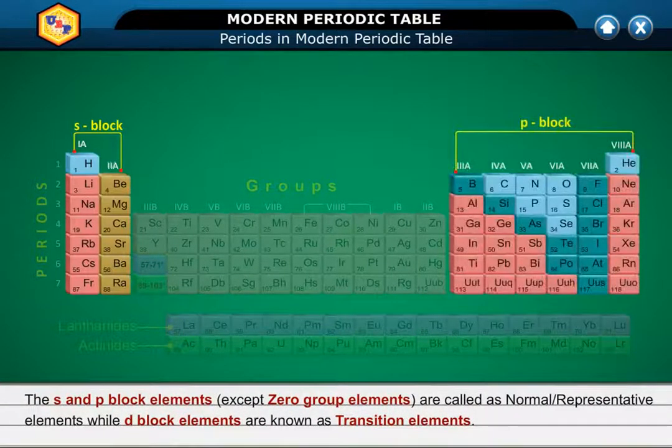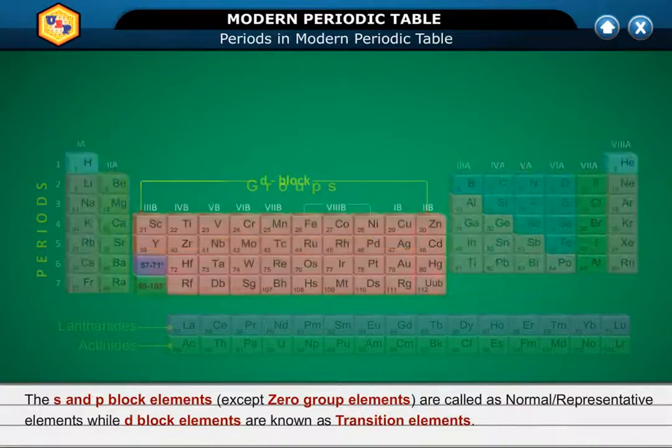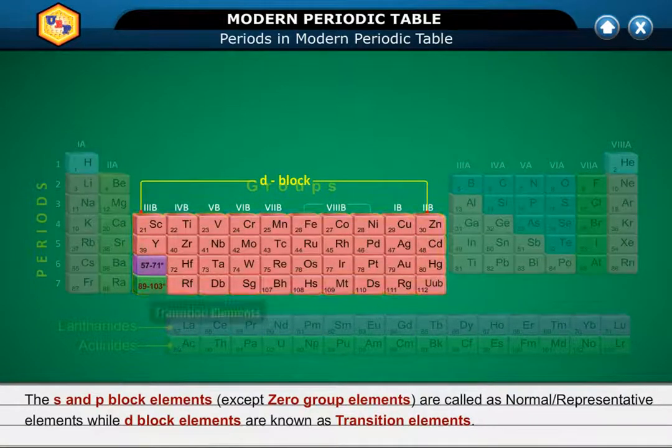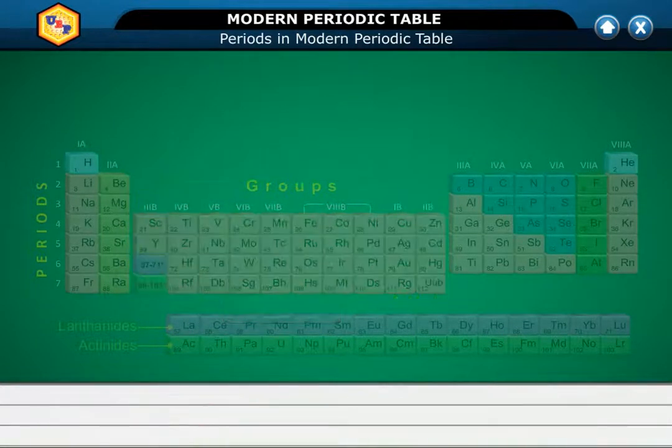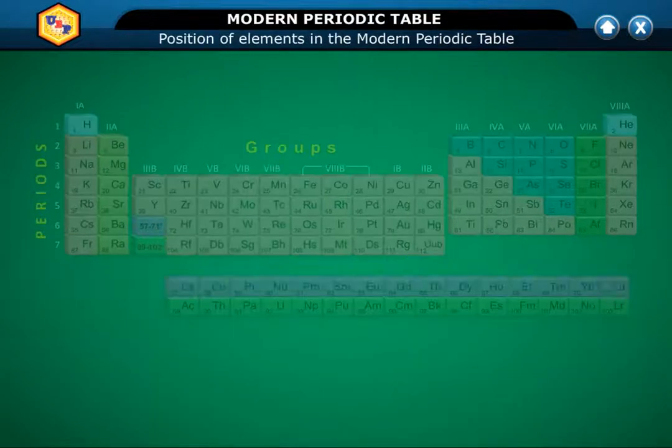The S and P block elements, except zero group elements, are called normal or representative elements, while D block elements are known as transition elements. Lanthanides and actinides, that is F block elements, are called inner transition elements.